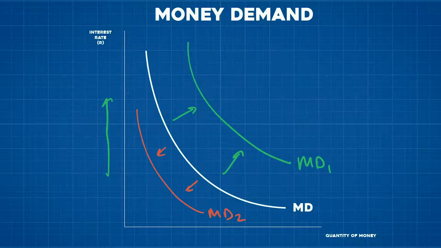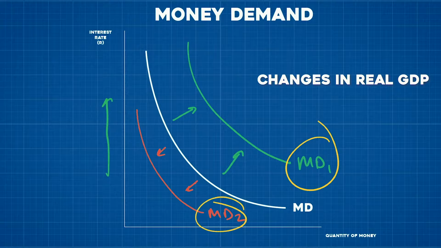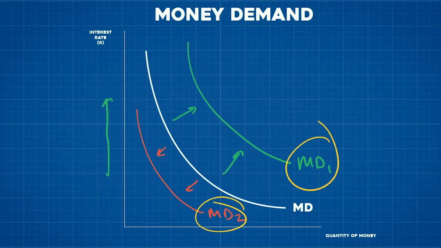The second factor that can shift the curve is changes in real GDP. An increase in real GDP shifts the curve to the right because if output increases, people need more money to buy those goods. A decrease in real GDP shifts the curve to the left because there's less to consume and therefore less money demanded. The third reason this curve shifts is because of changes in technology.